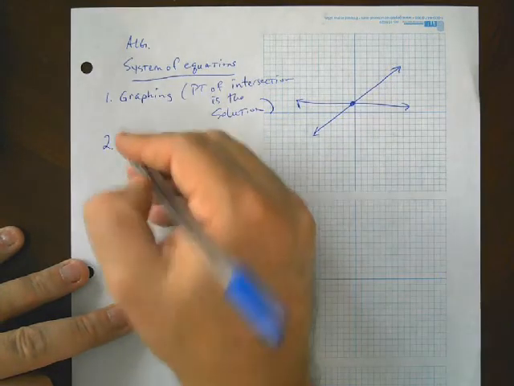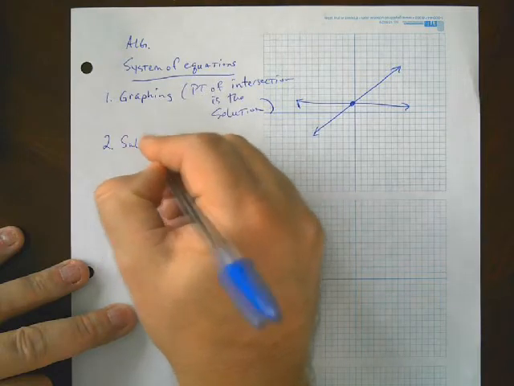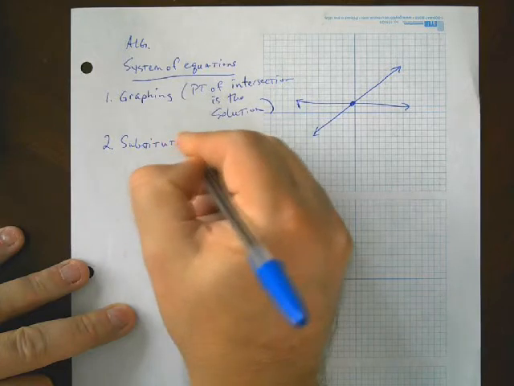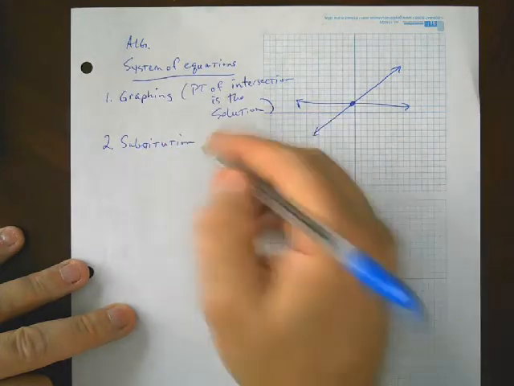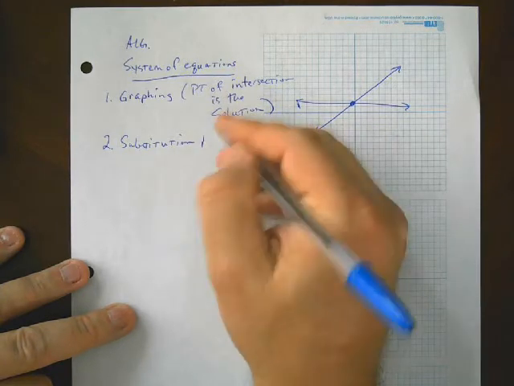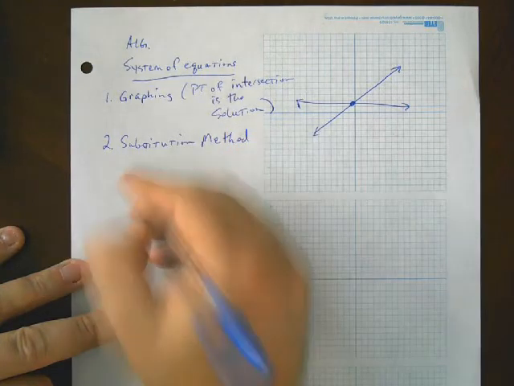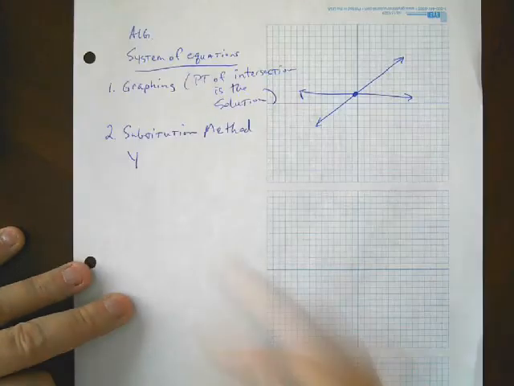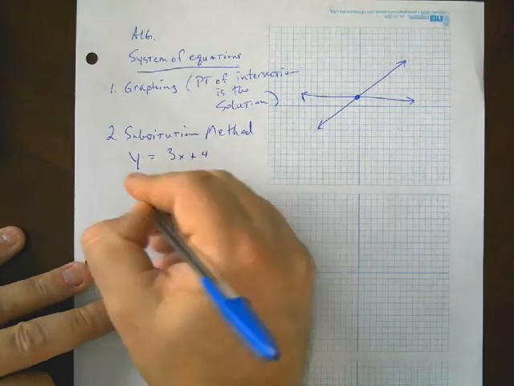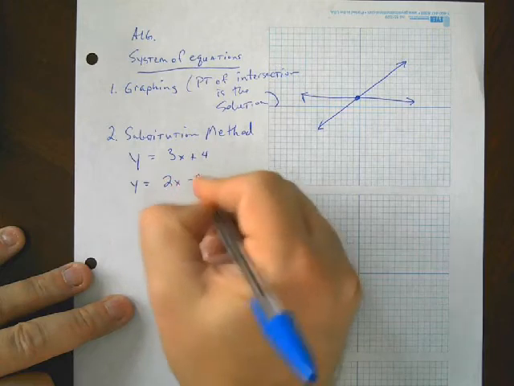The next way is called substitution. And this is what we've been looking at most in this class for the last week or so. Basically, all that means is you've got two equations. Let's say we have y is equal to 3x plus 4. And then we also have y is equal to 2x minus 8.